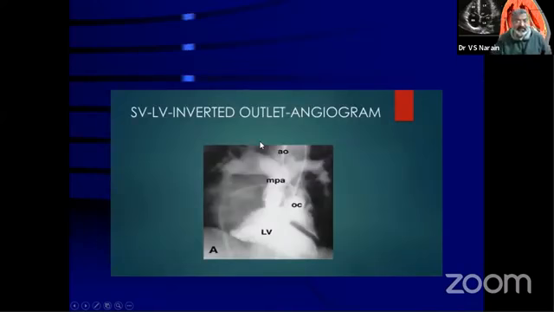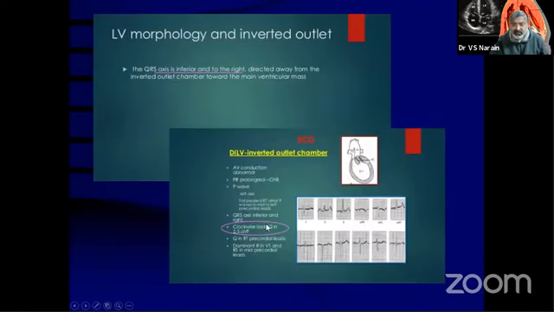On the other hand, if it is an inverted outlet, here you have an angiogram of an inverted outlet chamber. A non-inverted outlet chamber would be on this side, but here it is an inverted outlet chamber gone to the left. And when you have an inverted outlet chamber, it is a clockwise loop or an axis which is rightward. Here you have lead 1, 2, 3, the axis is rightward. So the axis will help you in deciding whether the outlet chamber is inverted or non-inverted.